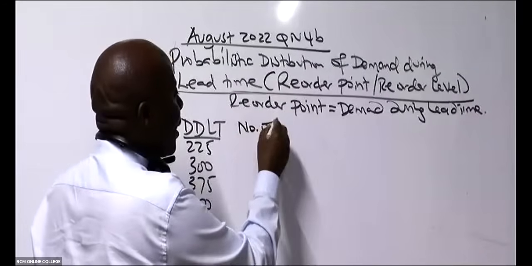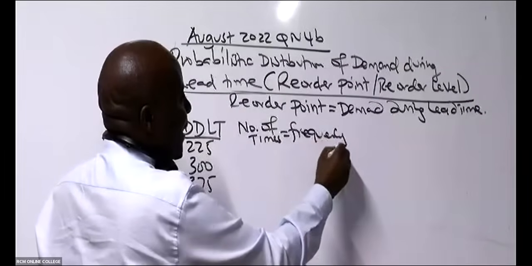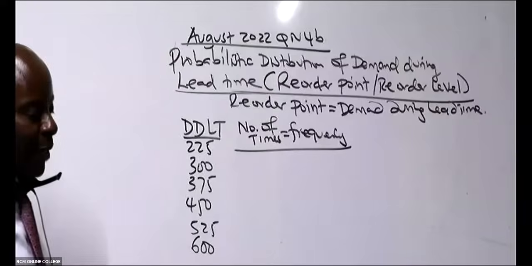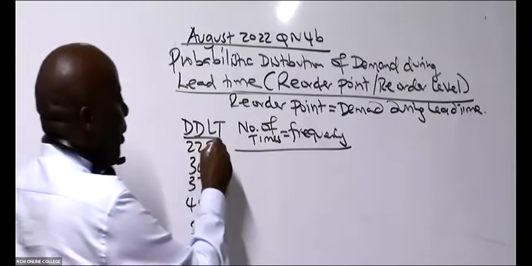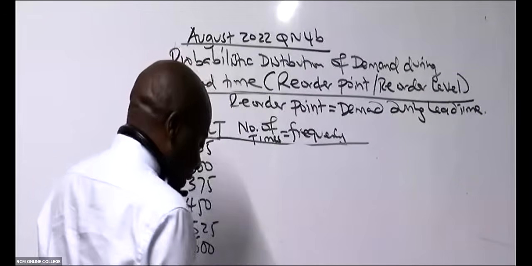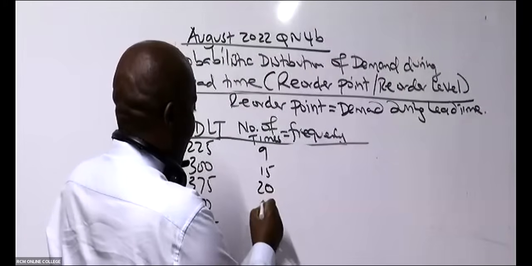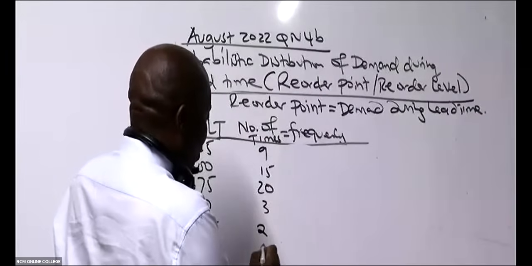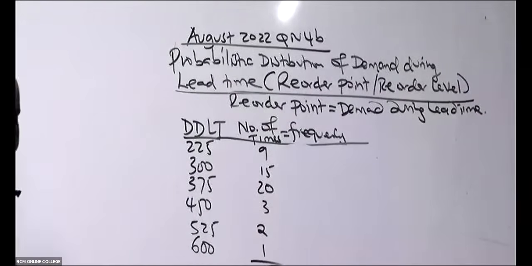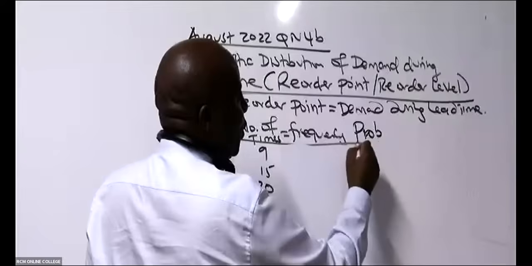Number of times is also known as frequency. What do we have, my great students, as number of times? The first one is 9, 15, 20, 3, 2, 1. Giving us what total? 50, isn't it? So out of these frequencies, now we can easily get what we call probabilities.